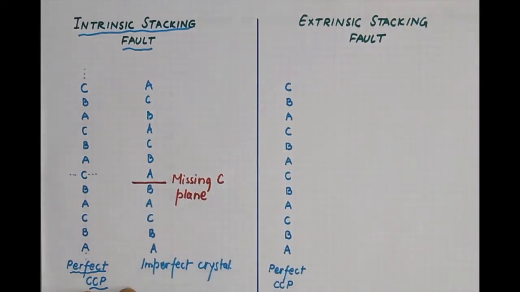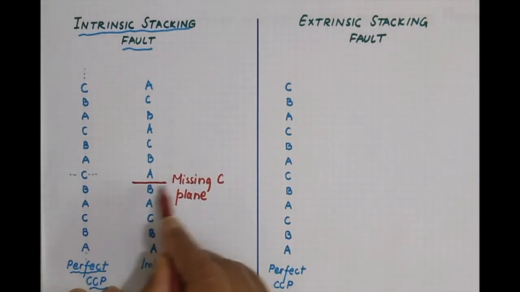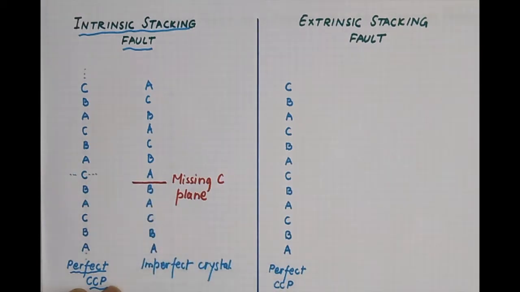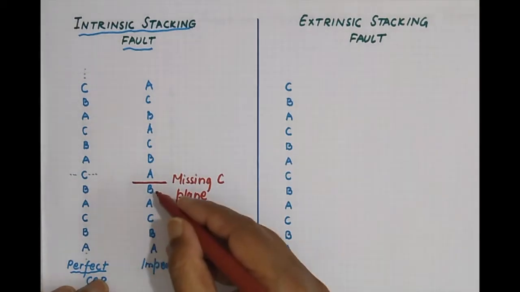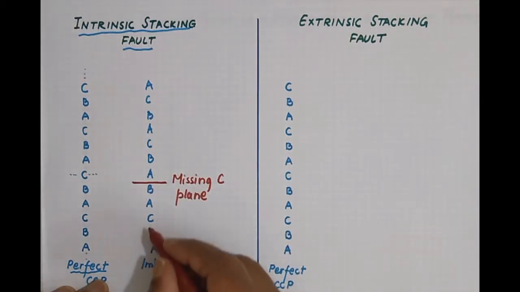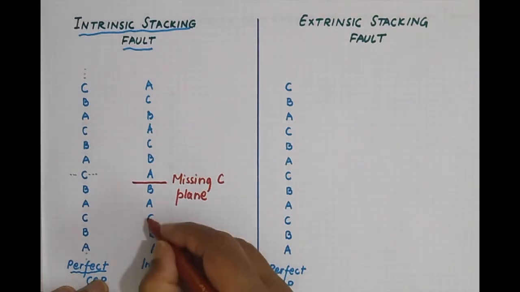C plane. So if a plane is missing, we call that an intrinsic stacking fault. You can see that the fault plane, the plane between a B and A plane here, where a C plane is missing, is the plane of the fault. So if we look below that plane, ABC, ABC, AB.